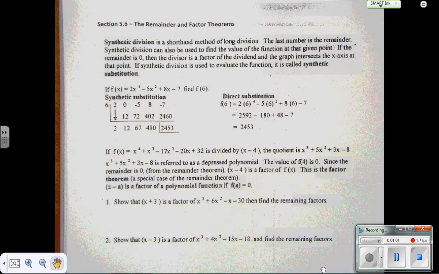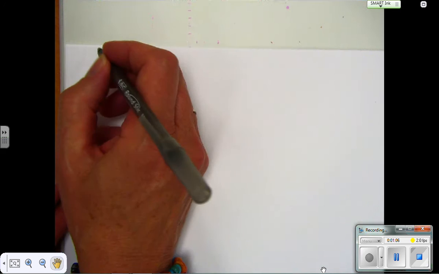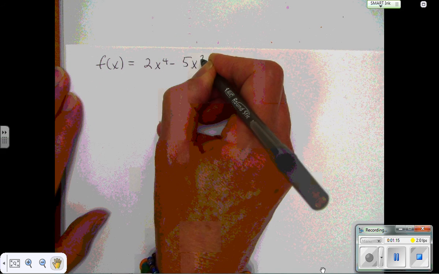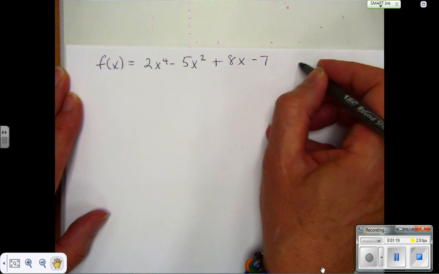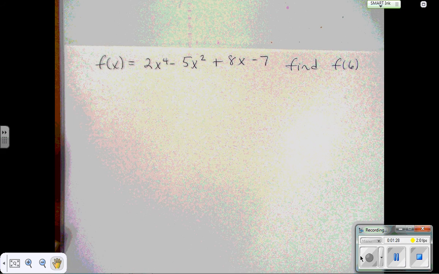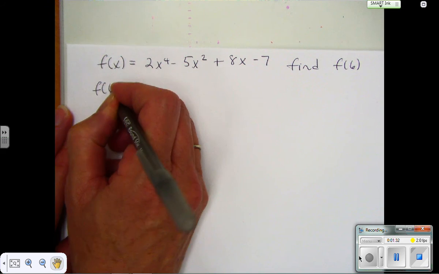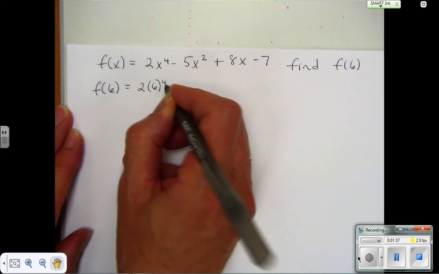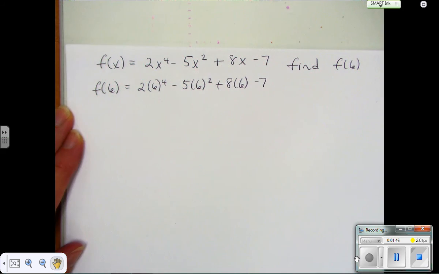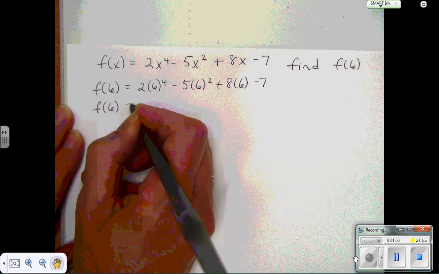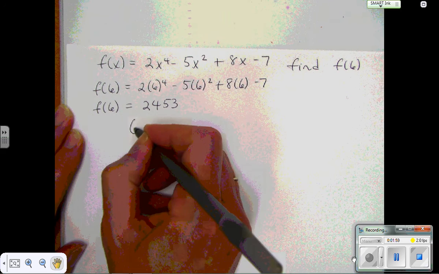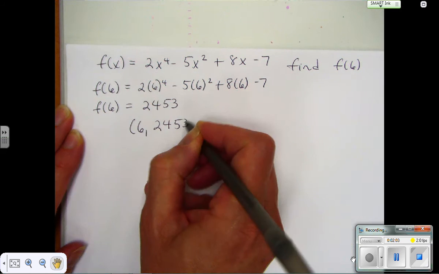So for example, f of x equals 2x to the fourth minus 5x squared plus 8x minus 7. And we want to find f of 6. What we have done in the past is called direct substitution, where I substitute a 6 in for every x value. So it would look like this. Okay, so I just substituted a 6 in for every x, and after evaluating, I get that f of 6 equals 2,453. So in other words, when x is 6, y is 2,453. It makes a point on the graph.